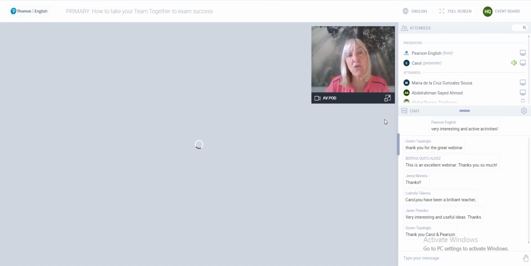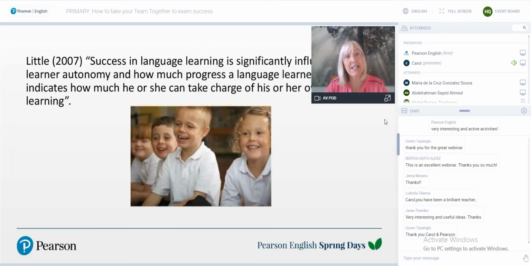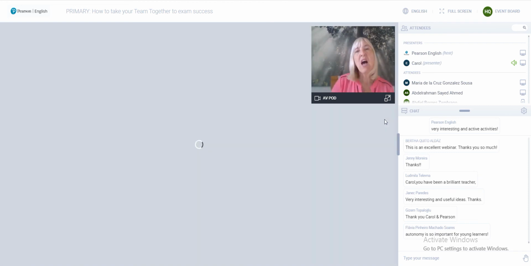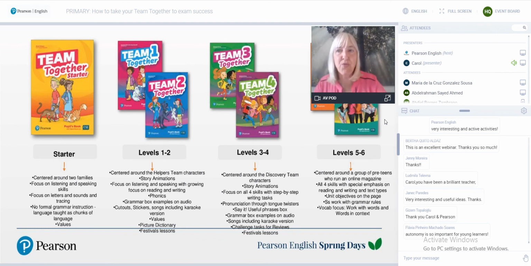Why is it so important? Because, as Little said, success in language learning is significantly influenced by learner autonomy. And how much progress a language learner makes indicates how much he or she can take charge of their own learning.